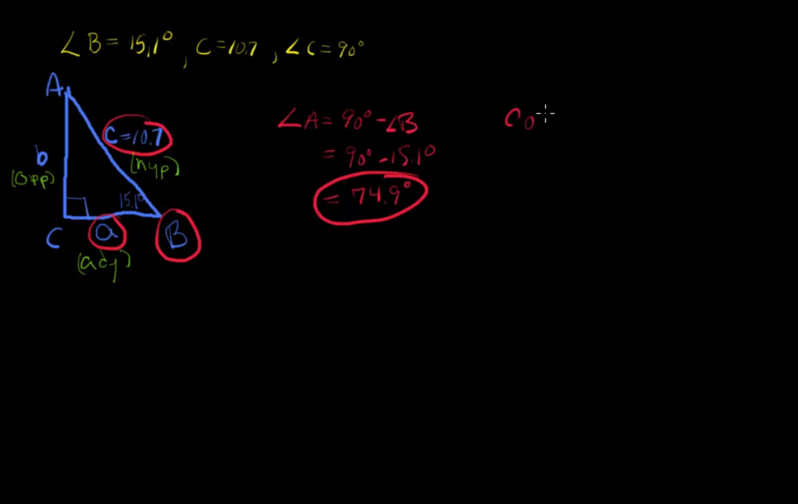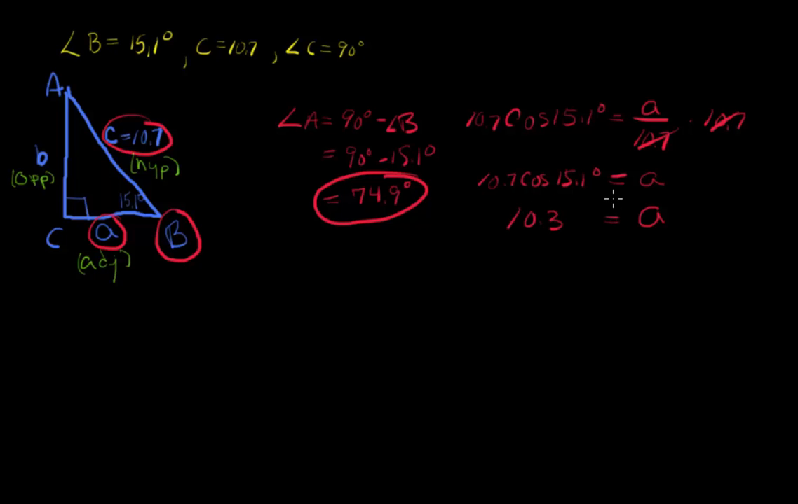So the cosine of 15.1 degrees is equal to the adjacent side, side A, divided by side C. To solve this, we multiply both sides by 10.7. 10.7 is crossed out on the right hand side, and we get A equals 10.7 times the cosine of 15.1 degrees, in which A turns out to be about 10.3.